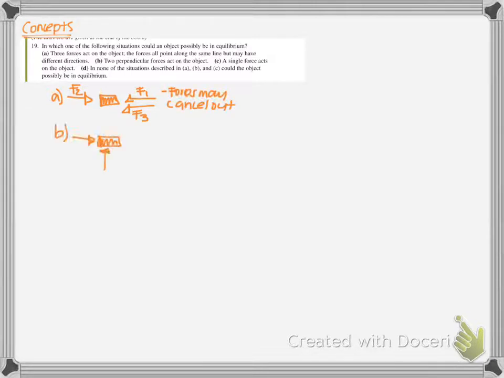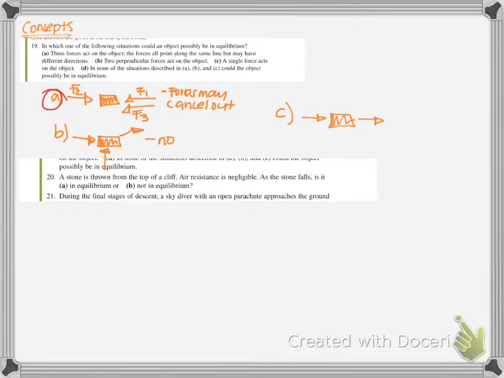Now let's look at B. If there are only two forces and they're perpendicular to each other, the resulting force will be another one at a different angle. It will not cancel out. If we look at C, a single force acts on the object, then there will always be a change in velocity. There won't be a force to cancel it out, meaning the net force will not be 0 and the object will not be in equilibrium.